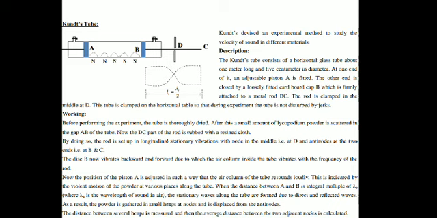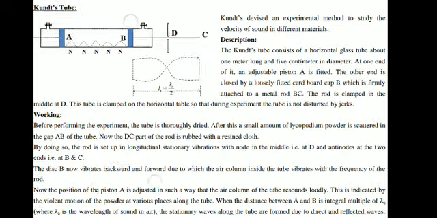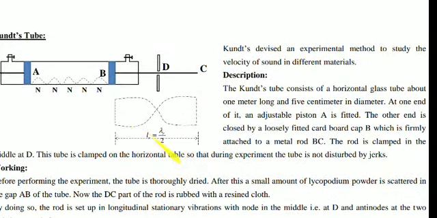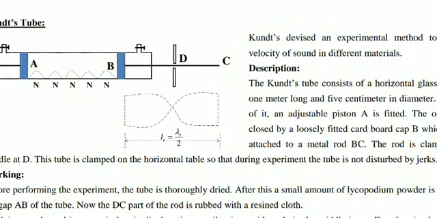So in order to determine the velocity of sound in solid medium or material medium, there was one scientist whose name was Kundt. Okay, so he devised some experimental arrangement, and that experimental arrangement is called a Kundt's tube. So with the help of Kundt's tube, we can determine the velocity of sound in the material medium. So what this Kundt's tube is actually, just observe this particular diagram.